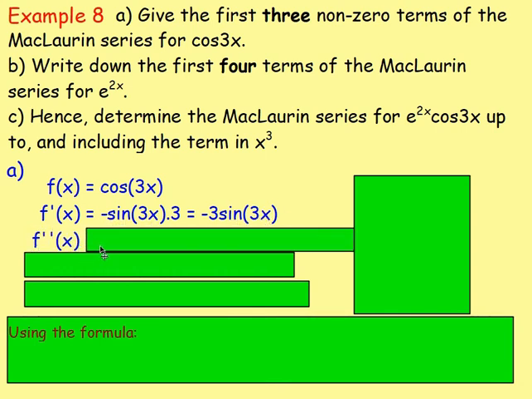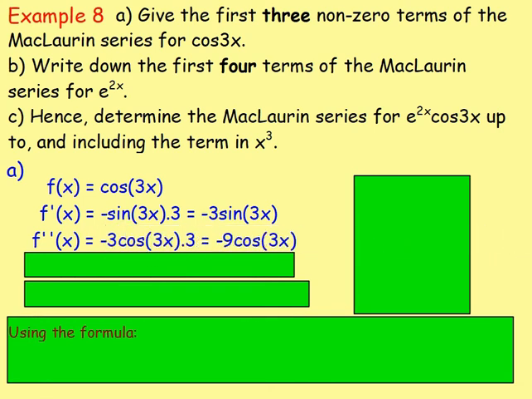Differentiate that, you would get the second derivative. So the negative 3 would just stay as it is. The sine, if you differentiate that, you will get cos 3x will stay and multiply again by the derivative. Or you could differentiate negative sine and you get negative cos. Therefore, that tidies up to be negative 9 cos 3x.